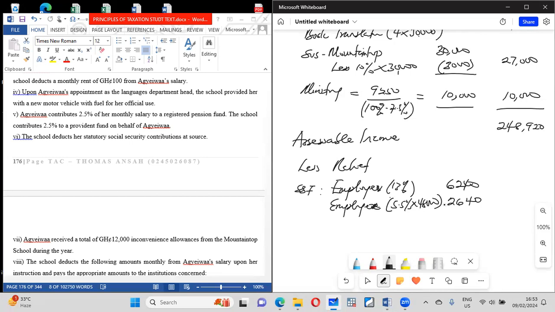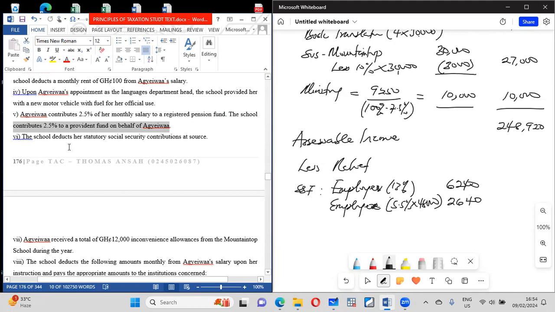She paid Provident Fund herself. Per the question, we were told that she was paying Provident Fund. It said she will contribute 2.5 of her salary to a registered fund, so her Provident Fund, Tier 3. And it says that the school also contributes 2.5 to Provident Fund on her behalf. It's not like the school is doing it free of charge.